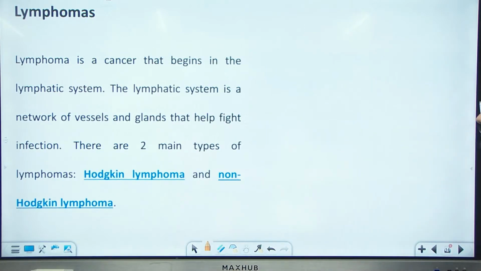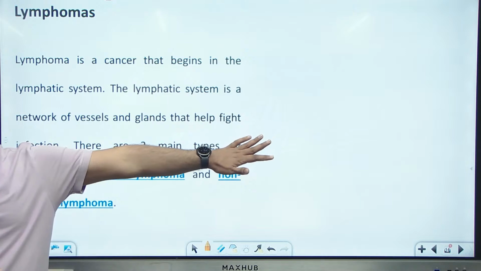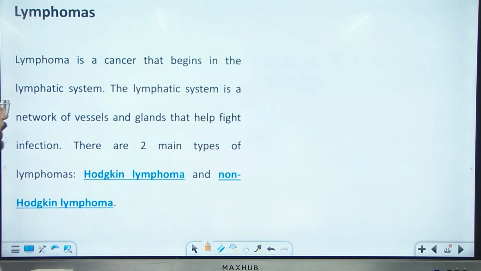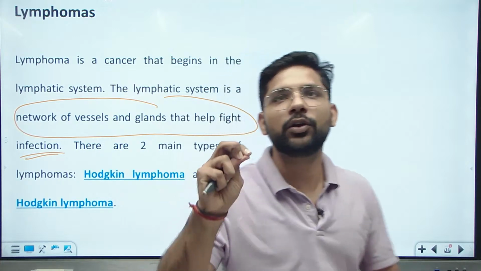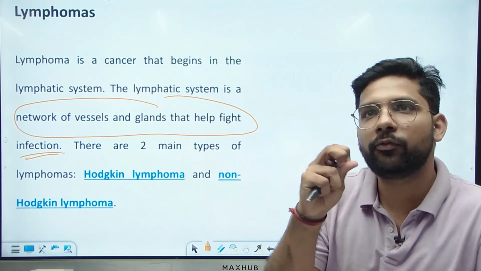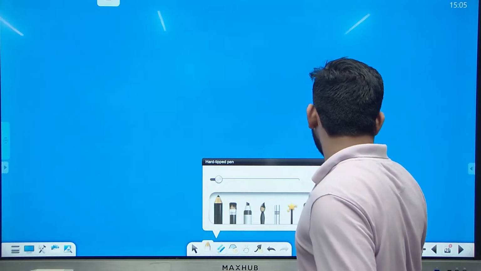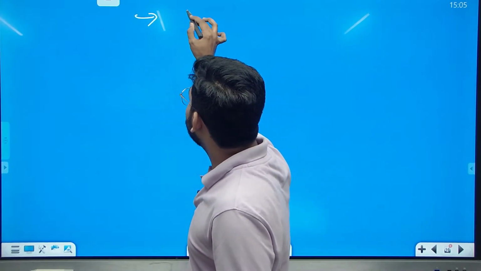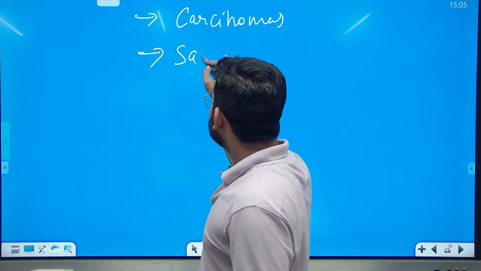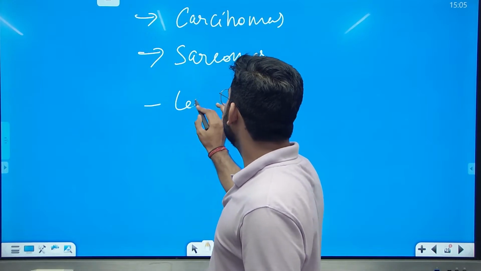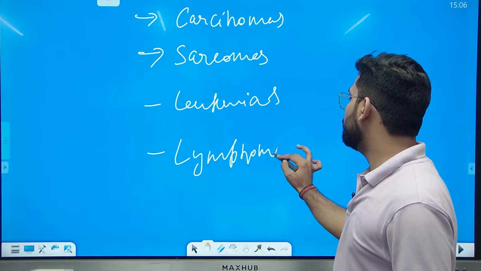Now the fourth and the last, the lymphomas. Lymphomas specifically affect your lymphatic system, the network of vessels and the glands. It affects the lymphatic system of the human body. This is known as lymphomas. So these were the four kinds of tumor or cancer: carcinomas, sarcomas, leukemias, and lymphomas. So this can also be a question in your prelims.